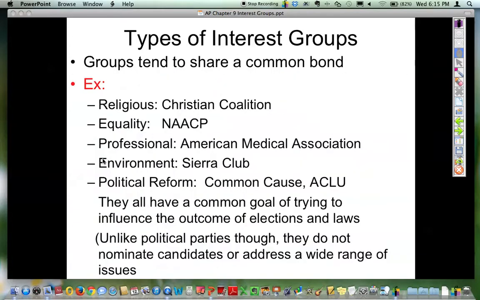The last thing I want to do here, and then I'll stop before I talk about iron triangles. There are many types of interest groups, and you will see that groups tend to share common bonds. So take a look at some of these key ones. One of the stronger religious groups is called the Christian Coalition. We talked about this when we talked about voting and the Christian right. Catholics also have a large lobbying area as well. The pro-Israeli lobby is a Jewish lobby, which is pretty powerful in Washington, D.C.